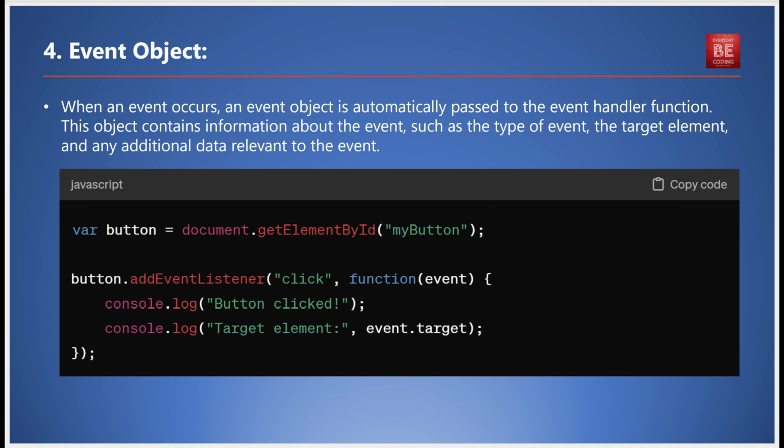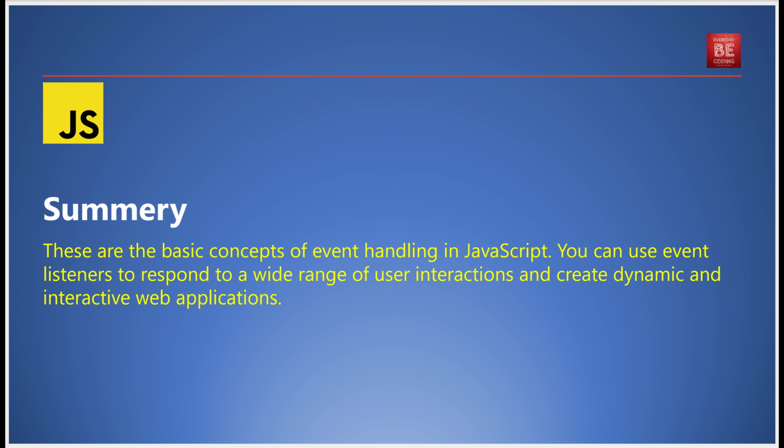Lastly, we have the event object. When an event occurs, an event object is automatically passed to the event handler function. This object contains information about the event, such as the type of event, the target element, and any additional data relevant to the event. For example, we can log the target element to the console every time our button is clicked.